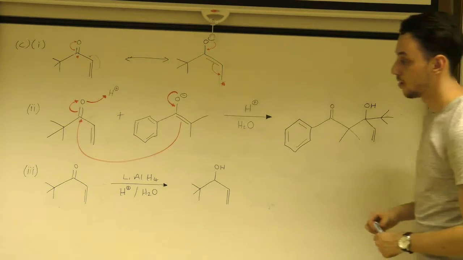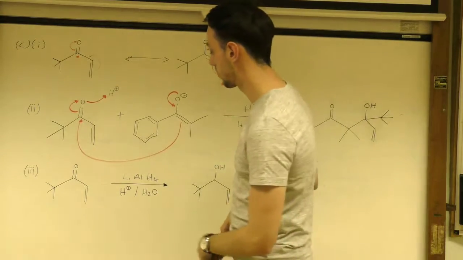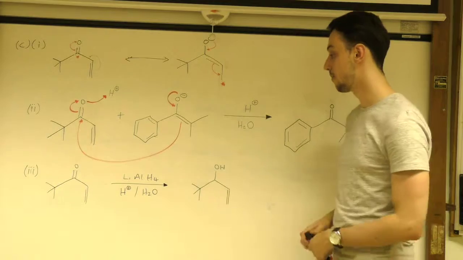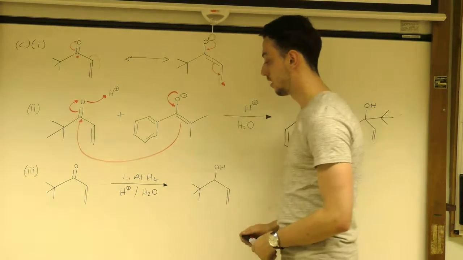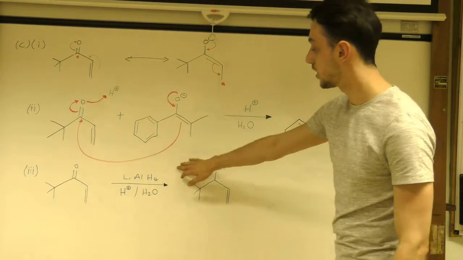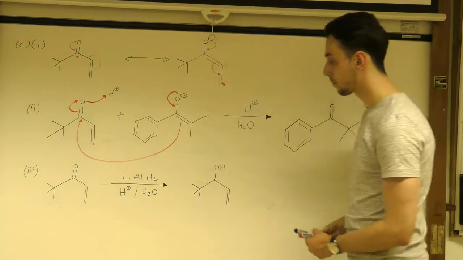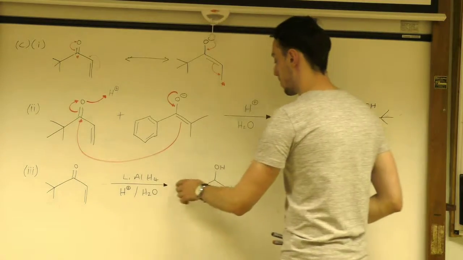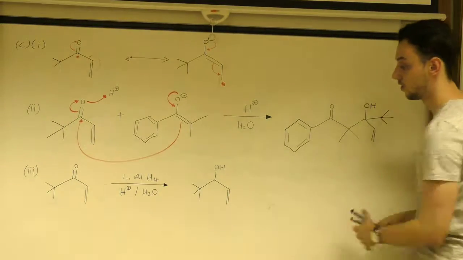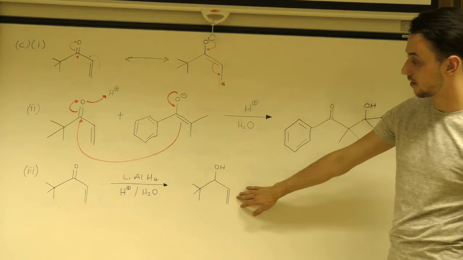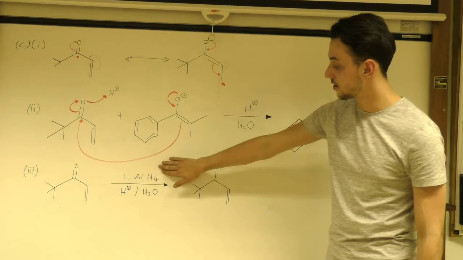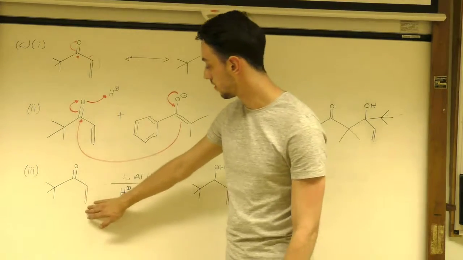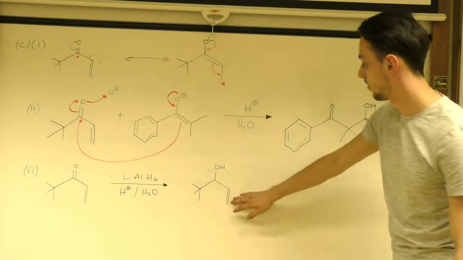Part 3 asks what happens when you treat molecule F with lithium aluminium hydride, followed by an acid workup. Lithium aluminium hydride is an incredibly powerful reducing agent. It will react with the centre here, giving you an alcohol, but it will not attack here because this is a hard nucleophile. This is a hard centre, whereas this is a soft centre here.